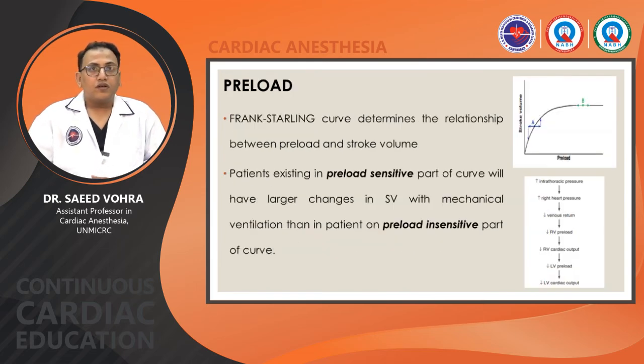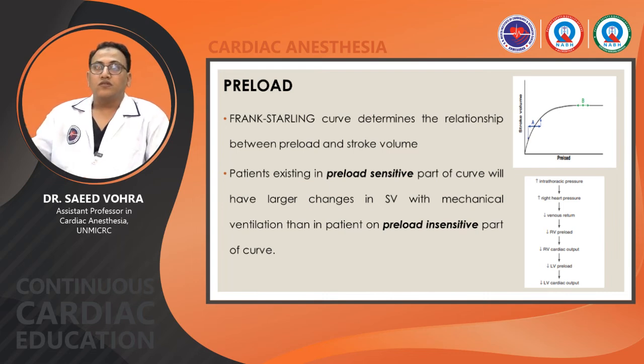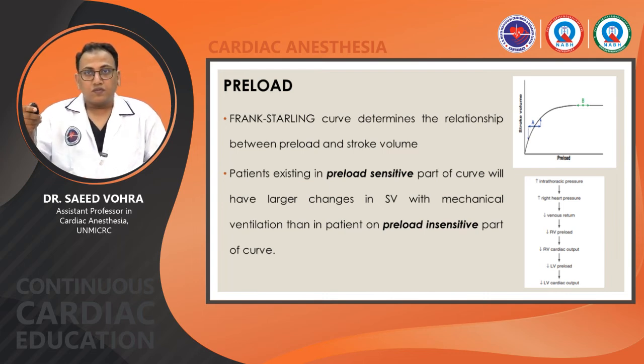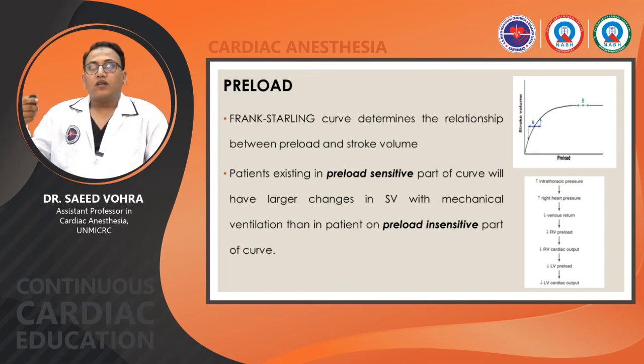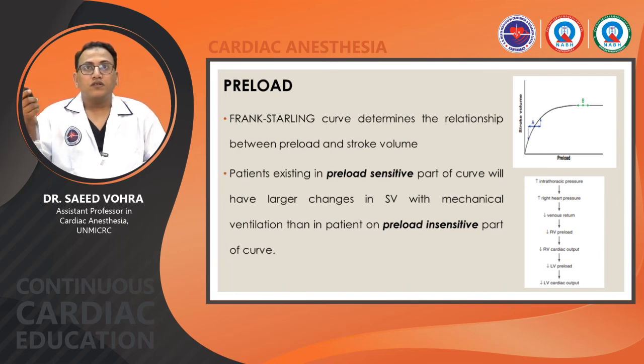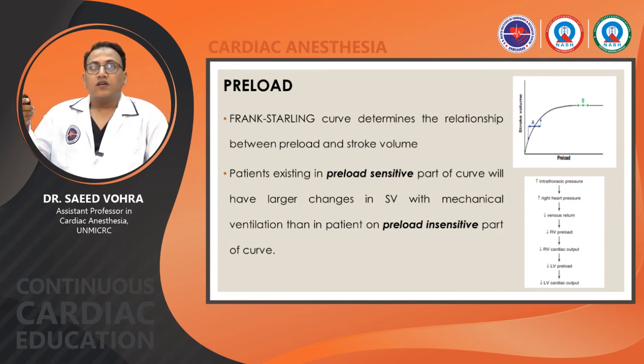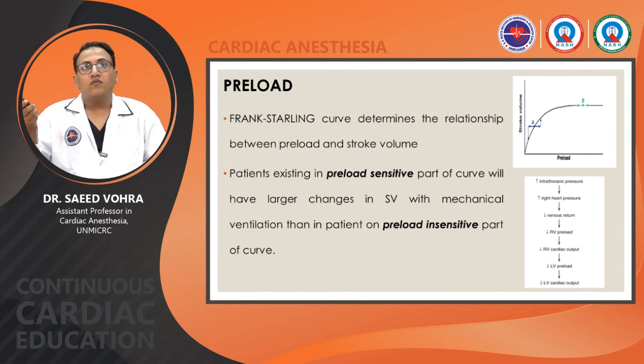Preload. The Frank-Starling curve determines the relationship between the preload and the stroke volume. According to the Frank-Starling curve, you can divide patients into preload sensitive and preload insensitive patients. In the preload sensitive part, a small change in the preload will affect the stroke volume, while in the preload insensitive part, there will not be much change in stroke volume with changes in the preload.